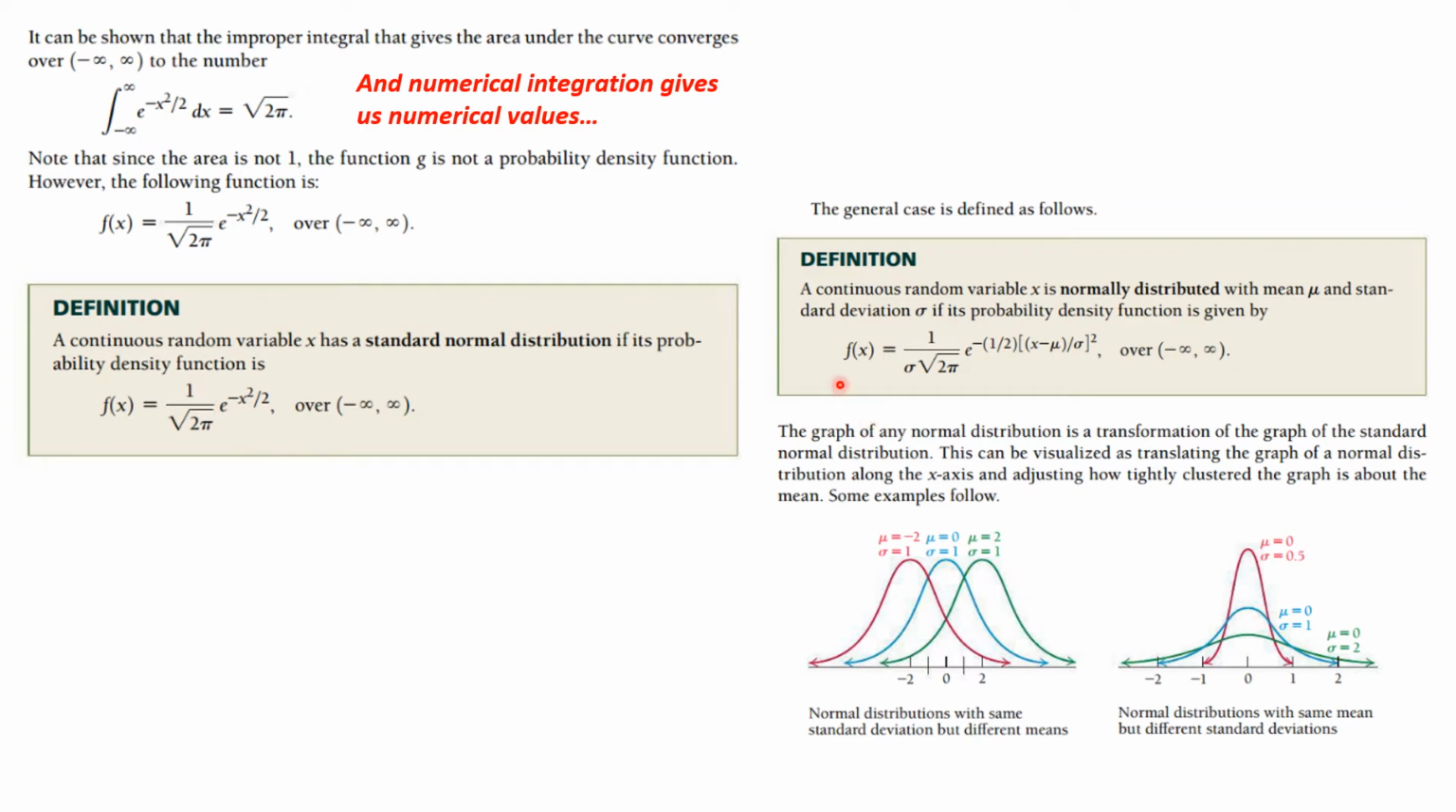Here's the general case. A continuous random variable is normally distributed with mean mu and standard deviation sigma if its probability density function is given by this. Notice that what we do is we shift the x by mu and we scale it by sigma this way. And here are examples of shifting both mu and sigma. And of course you can shift both.